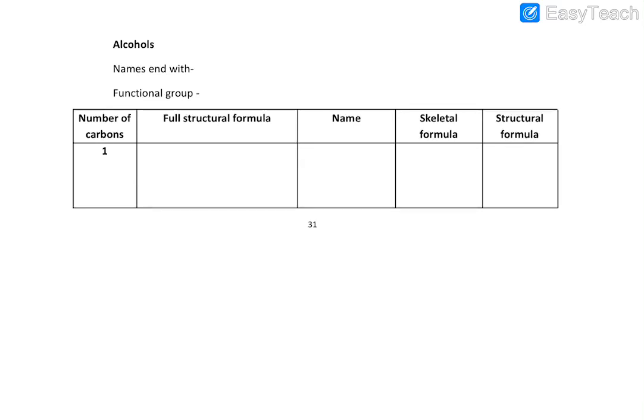Let's see alcohols. So for alcohols, the names end with -ol. The functional group is OH. If you have one carbon, that's methanol. So only one carbon attached to OH, and then you fill everywhere with hydrogen.